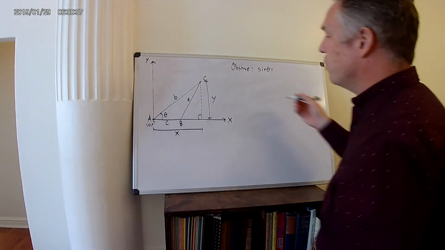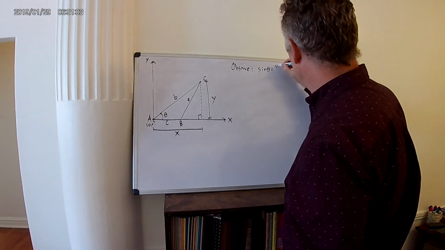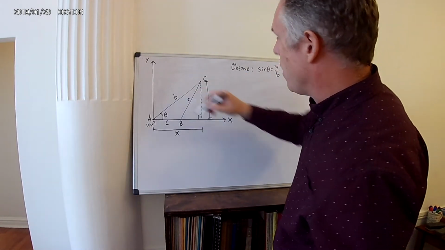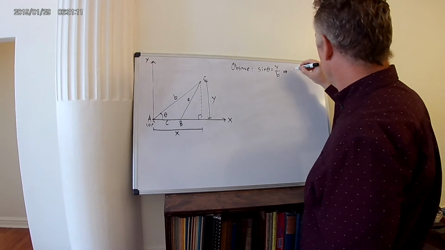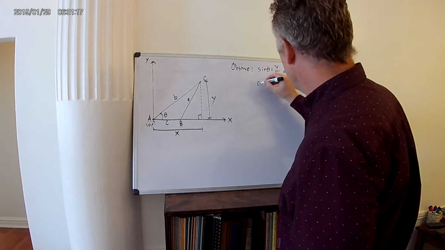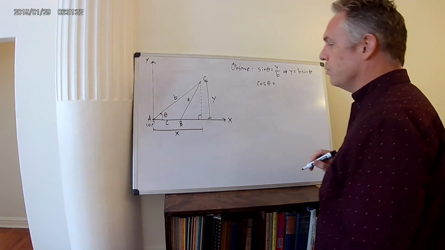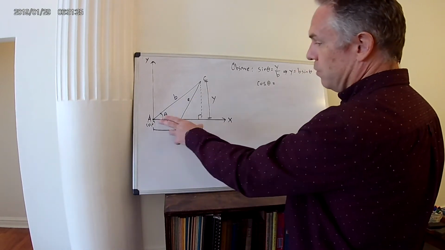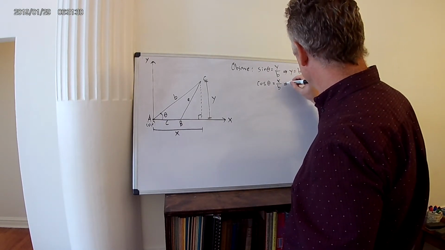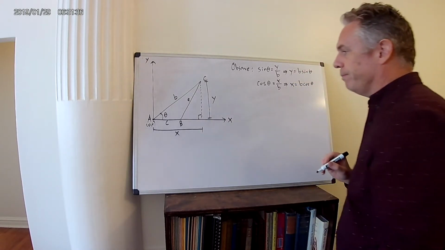Remembering that sine of theta is the opposite over the hypotenuse, sine of theta here equals y over b. This is the opposite, this is the hypotenuse of that right triangle. And now if I solve for y, I get y equals b sine of theta. Similarly, I can take the cosine of theta, and the cosine of theta is equal to the adjacent over the hypotenuse. The adjacent is x for that right triangle. So this is x over b. If I solve this for x, I get x equals b cosine of theta.